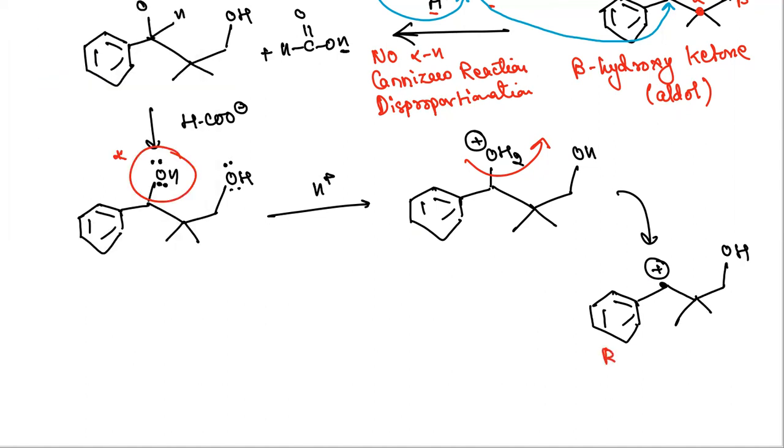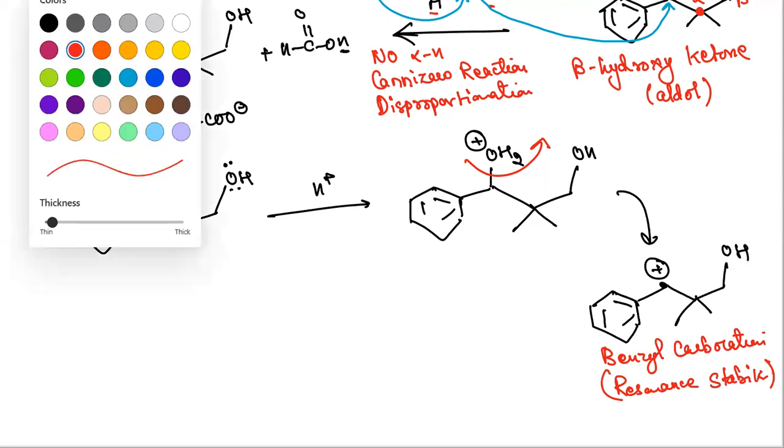Let me just write it over here so that you remember. This is a benzyl carbocation and it's resonance stabilized. And that's the reason why this carbocation is formed. It's resonance stabilized. Okay. Now, since this has been formed, what's the next step?